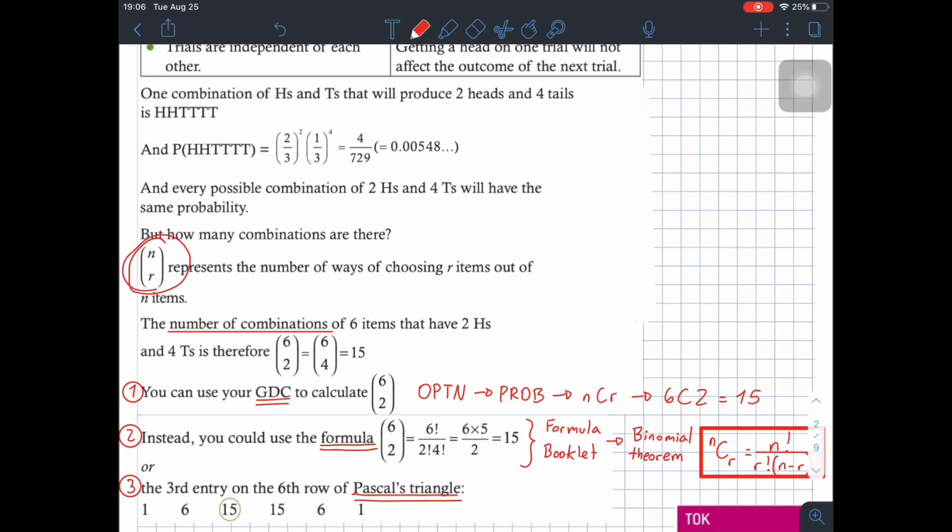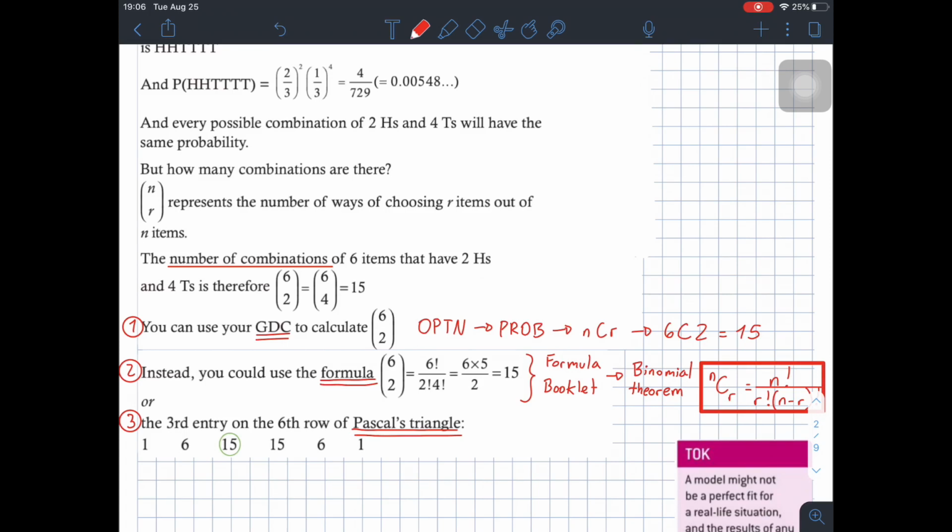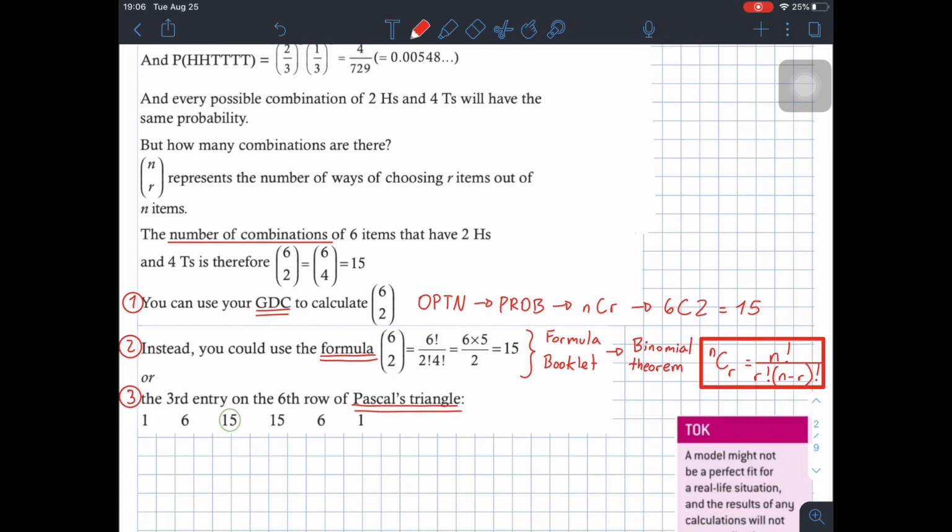So this is the way in which we can calculate how many combinations we have. It says n trials taken r at a time, that's how we read this, represents the number of ways of choosing r items out of n items. And here we have the different ways for calculating. It says the number of combinations of 6 items that have 2 heads and 4 tails is therefore n, which is 6, and the value of r is 2.